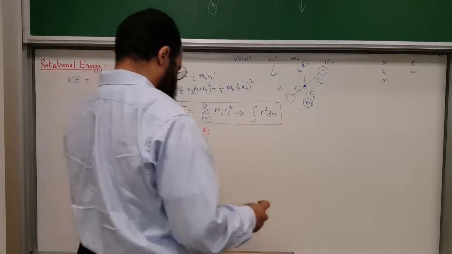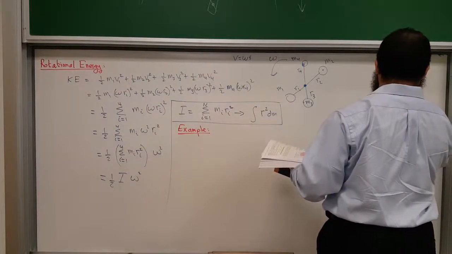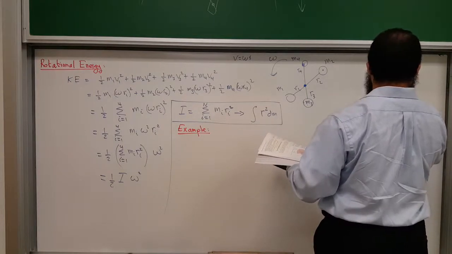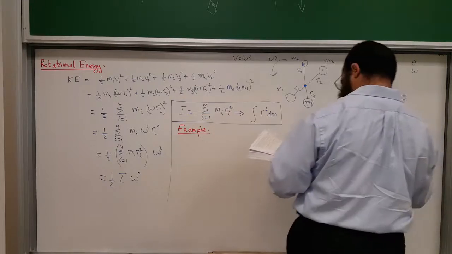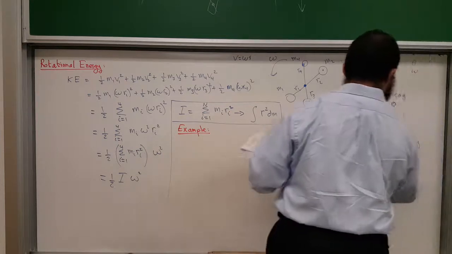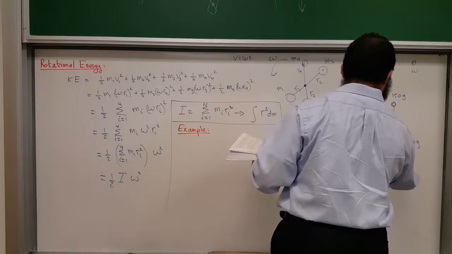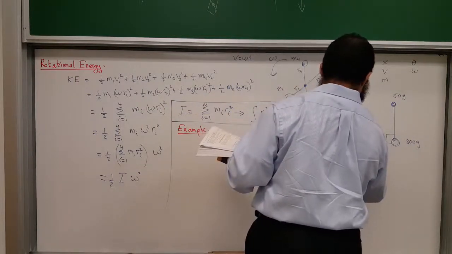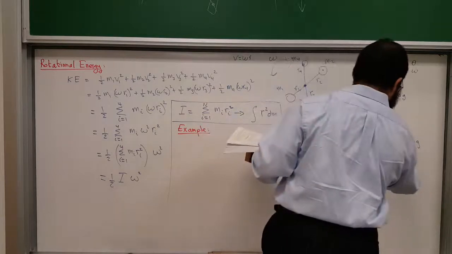So here is the example. You have this mass here, it is 150 grams. And then you have another mass here, it's 300 grams. And then you have another mass here. So this is a 90-degree angle. You have another mass here, it's 250 grams. And this is the axis of rotation.